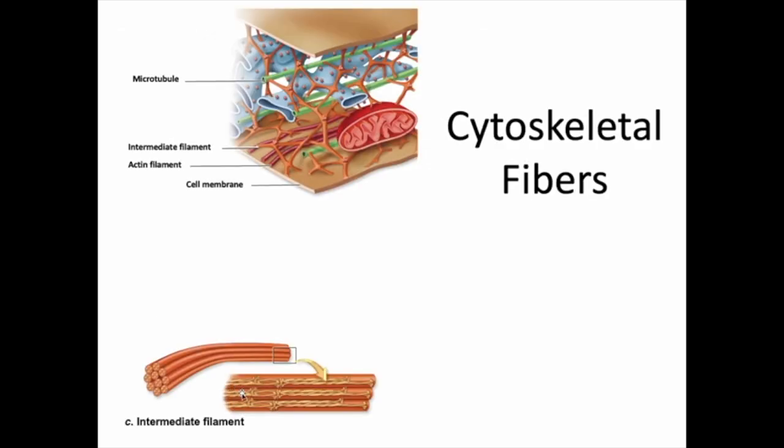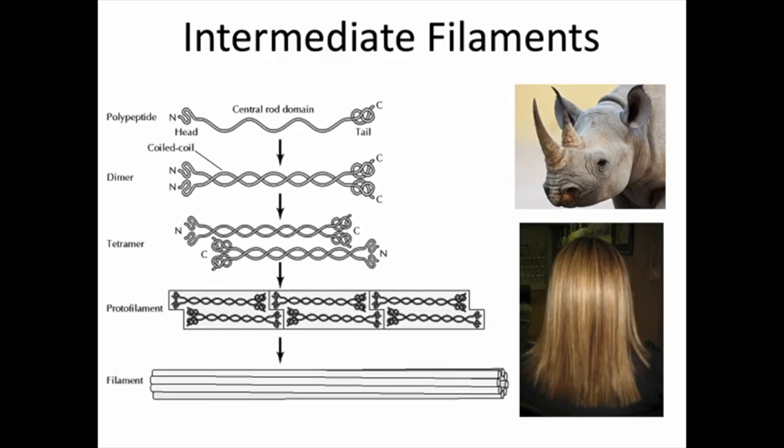Filament number 2, intermediate filaments. They're called intermediate because they are intermediate in size. They are thicker than actin filaments, but they're smaller than the third type that we'll get to in just a minute. The job of intermediate filaments is a lot more straightforward. They exist to be strong.